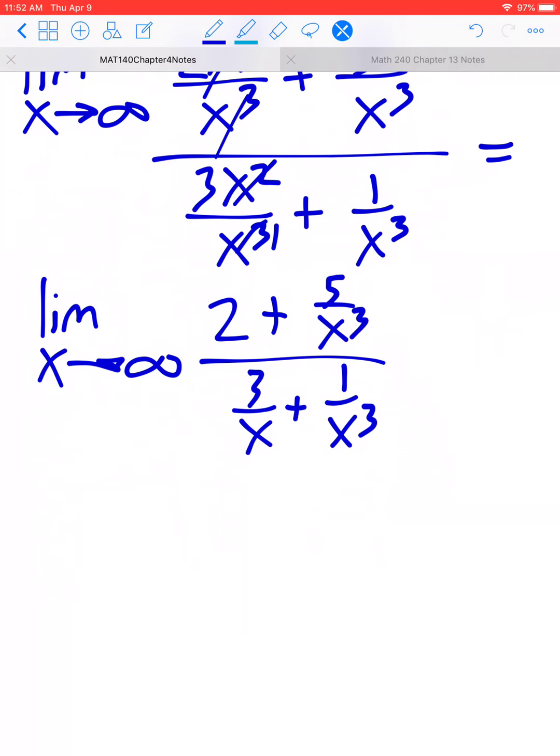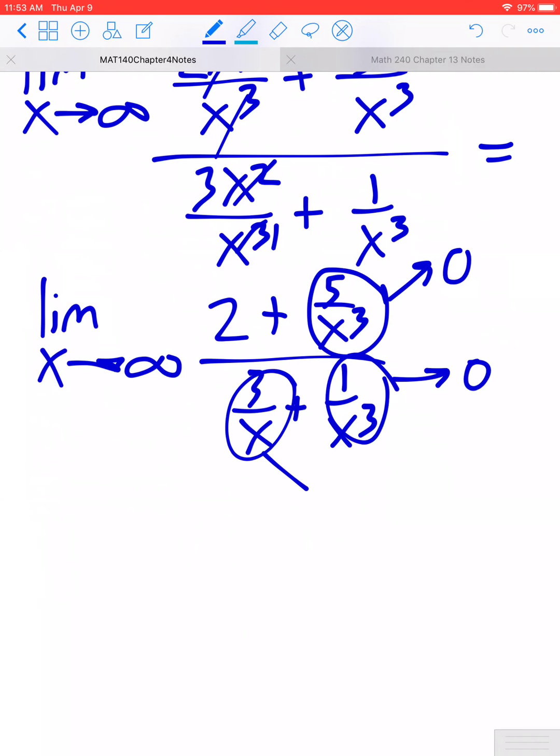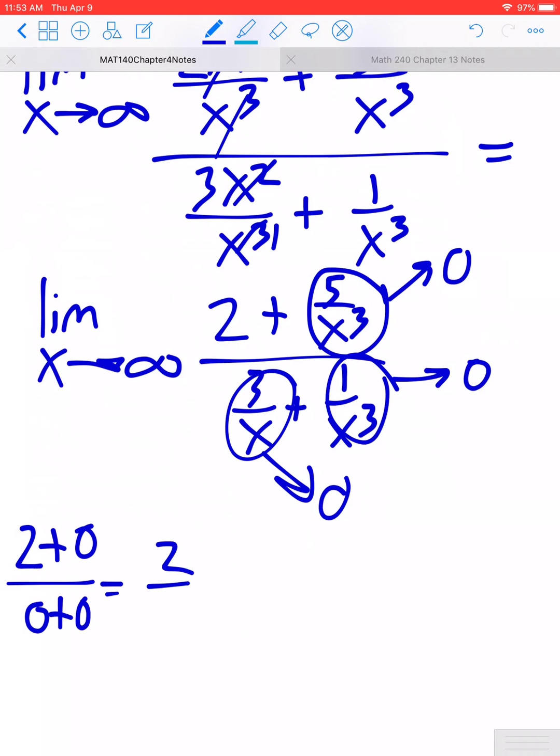Now, if we take a look at what's going to happen this time, according to that previous limit theorem, it's true that this limit's going to go to 0. This limit's going to go to 0. And this limit is also going to go to 0. So what would the overall limit look like? Well, it would look like this. 2 plus 0 divided by 0 plus 0, which is 2 over 0, which is undefined.